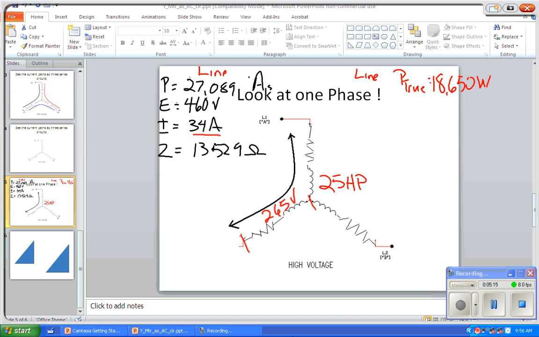So we've got 265 volts here. We still got 34 amps. But now we have phase totals. Much handier. Okay, so let's go over here.